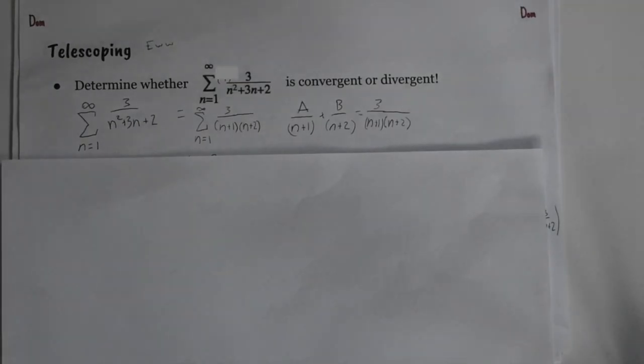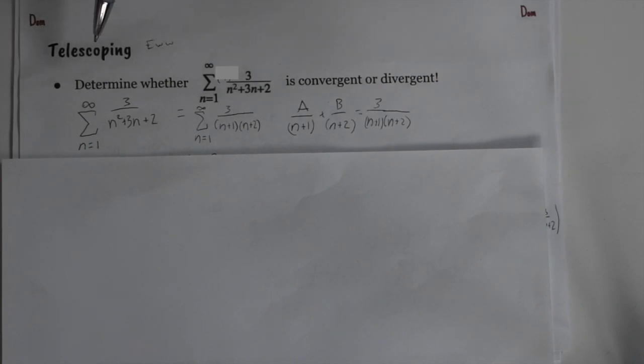Our next test is the telescoping test, and this one is very terrible. I'm sorry that we have to do it, but... So the question is determine whether this guy is convergent or divergent. The first step of a telescoping series is always to PFD it and break it up into its PFD form. So we just make this into its two parts. N plus 1 times n plus 2 is n squared plus 3n plus 2.